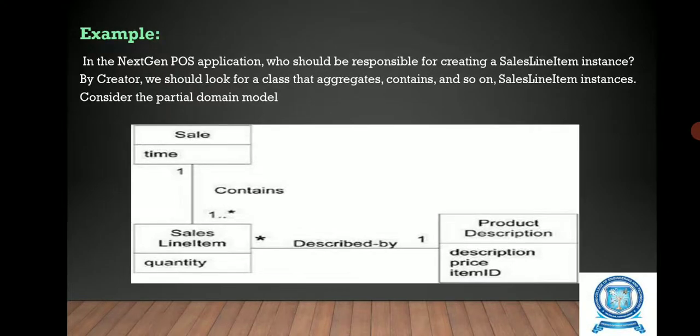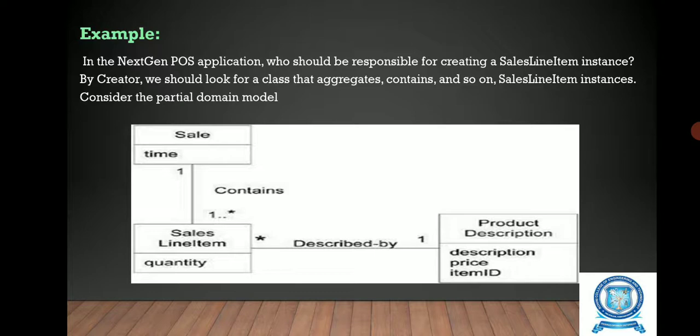Let us see an example in the NextGen POS system, that is, a point of sale application. Who should be responsible for creating a sales line item instance? By creator, we should look for the class that aggregates, contains, and so on. So, for the sales line item instance, consider the partial domain model. This is a diagram which implements the creator.